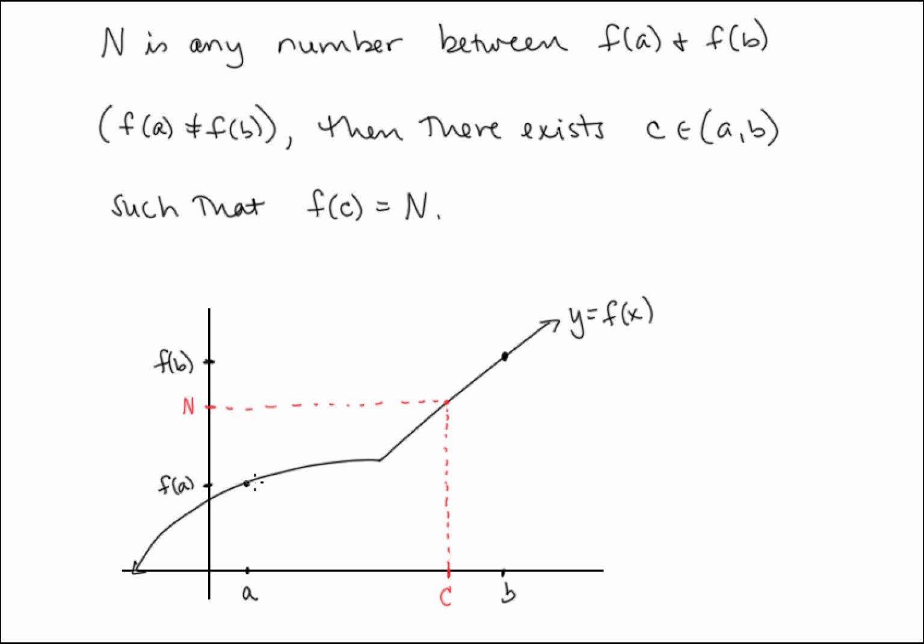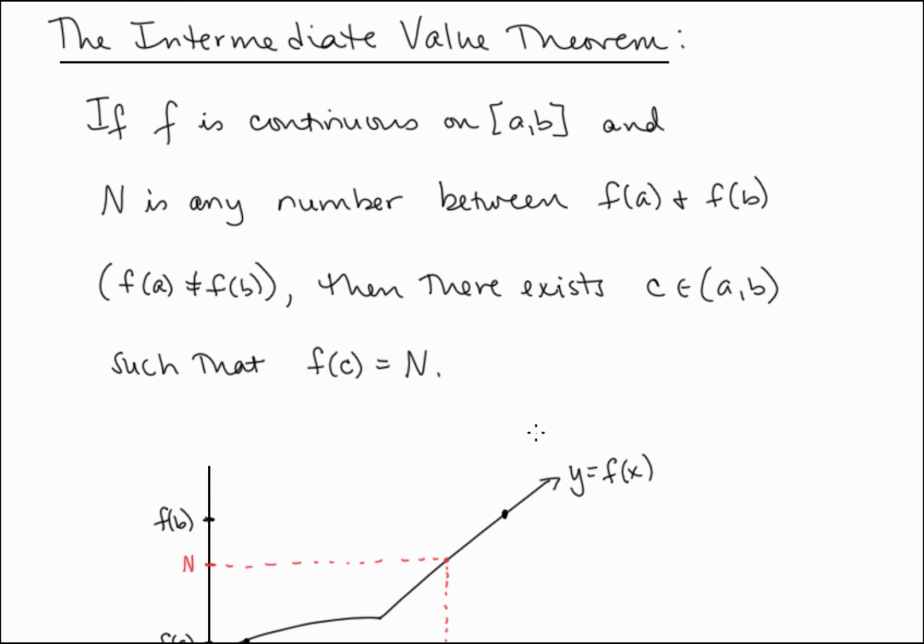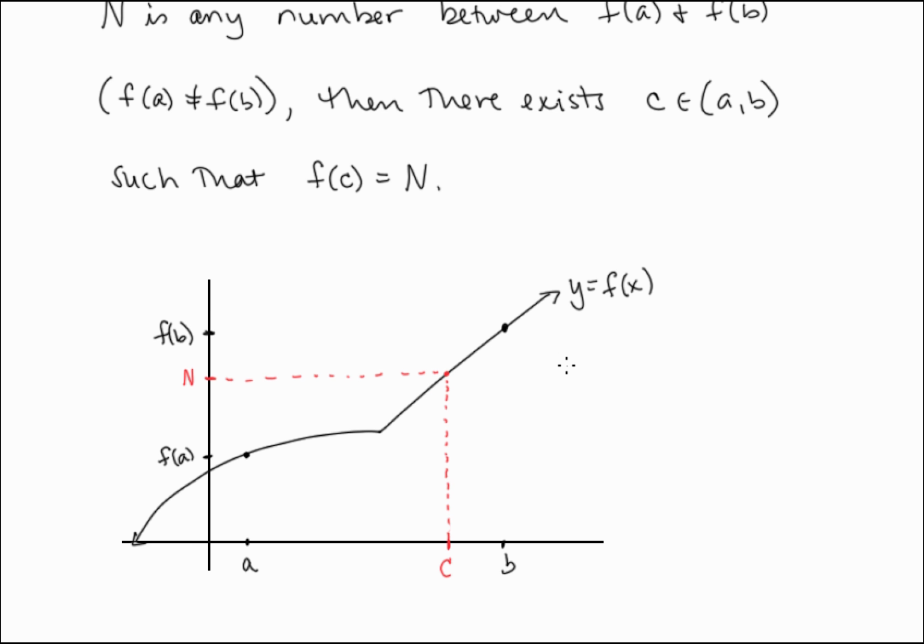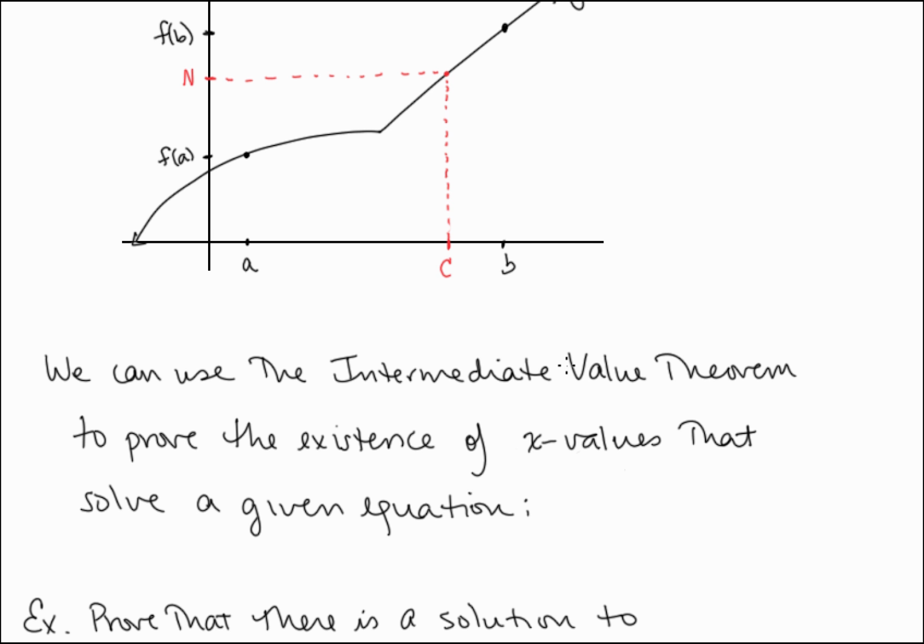And if the graph is going to have to get from f(a) to f(b), it's going to have to cover all of the y values in between. So pick any of those y values, take any value n, there has to be a value for c in this interval for which f(c) is equal to n. And the intermediate value theorem doesn't tell you how to find that value, it just says that value exists. So how is this useful?